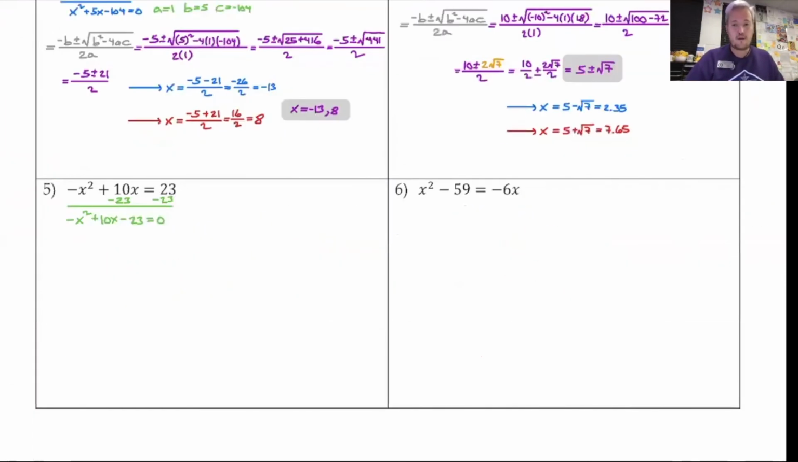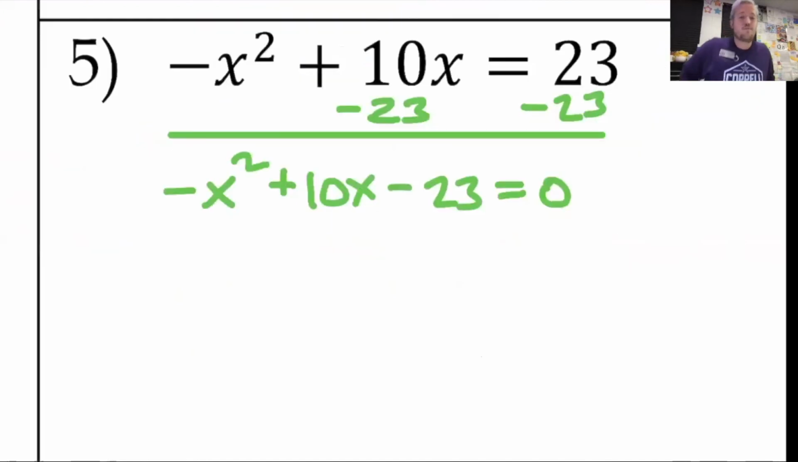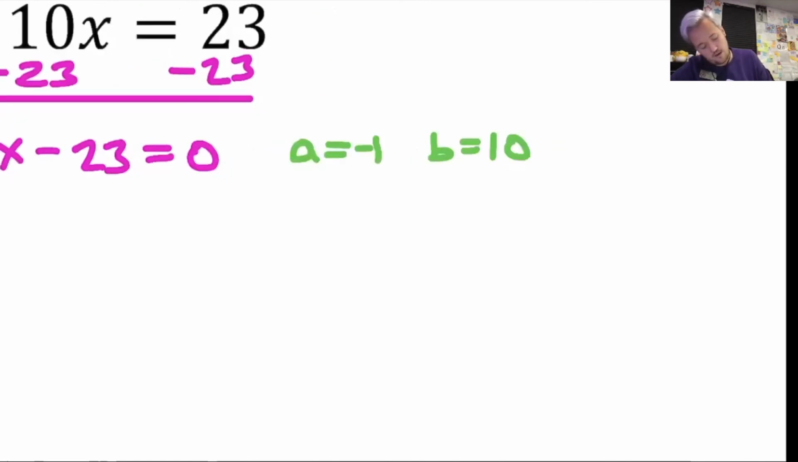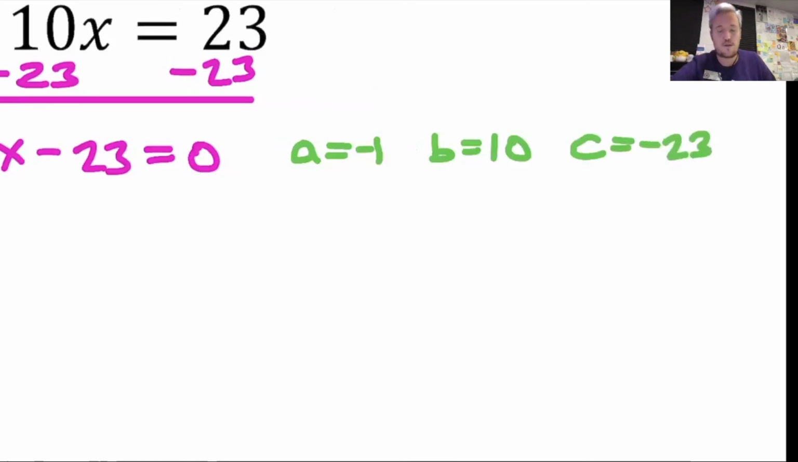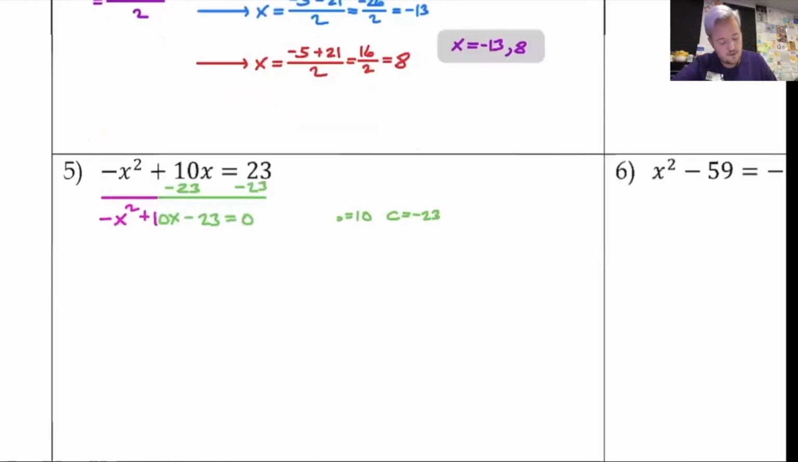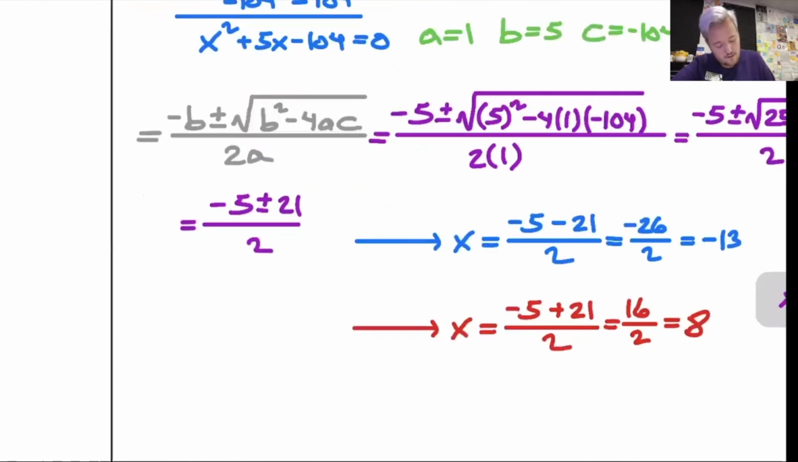All right, now we're going back over here. So number 5. All right, so typically I would say your a value even needs to be 1, but in the case of quadratic formula, it doesn't matter. So I'm going to do an a value of -1, a b value of 10, and a c value of -23. Okie dokie, so I'm going to go steal the quadratic formula from over here.